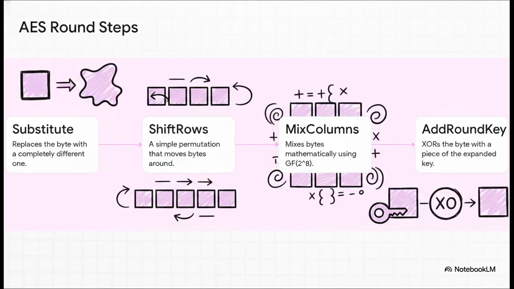Inside every single one of those standard rounds, our byte has to survive 4 distinct hurdles. First up, substitute bytes, which literally swaps our byte out for a completely different one. Second, shift rows, a permutation that slides bytes around. Third, mix columns, which mathematically blends the bytes using that finite field math we just covered. And fourth, add round key, where we XOR our byte with a piece of the secret key.